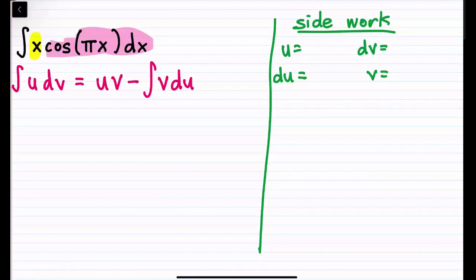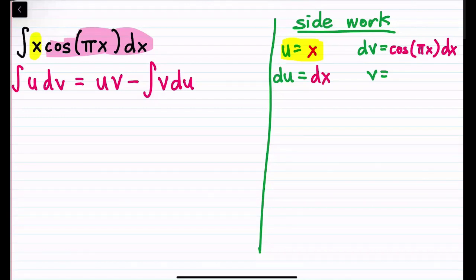Okay, so identify our u and dv. Again, let u be the function that is easier to take the derivative of. In this case, u is going to equal x, and dv will be the remainder of the original function. So dv will be cosine pi x dx. Next, take the derivative of u equals x, so that will give us du equals dx.